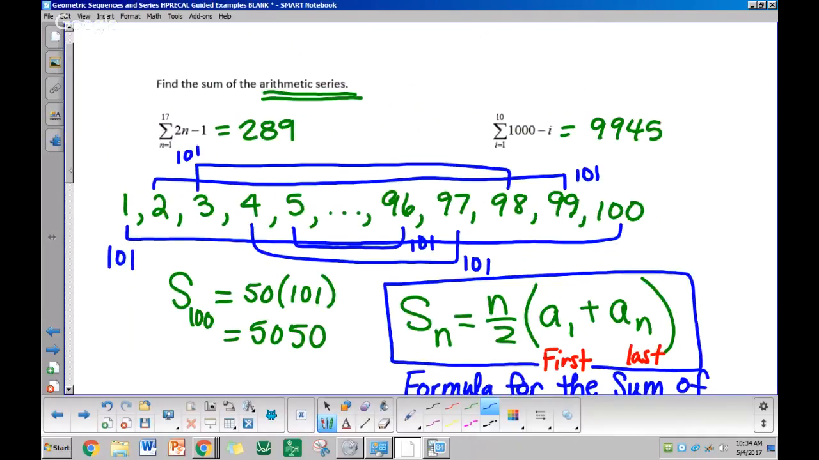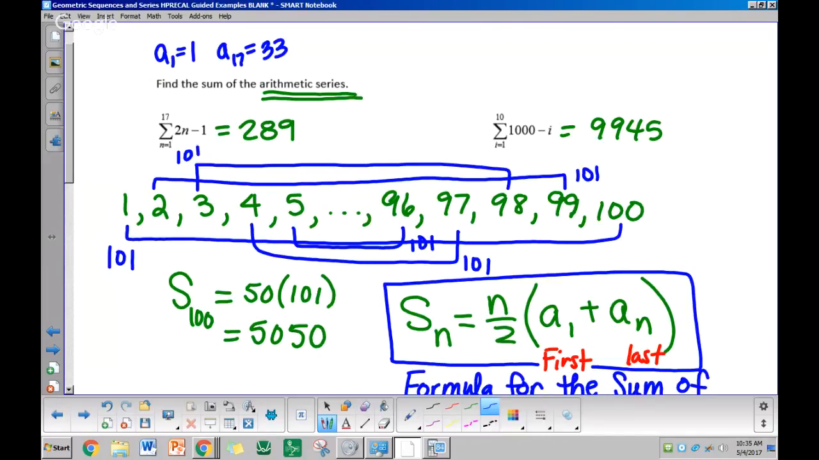So let's see if this works using this. What would my first term be? I would just let n equal 1. When I put in n equal 1 up here, what do we get for our first term? Let's say a sub 1 is equal to 1. A sub 17 is equal to 33, because that's the last one, isn't it?